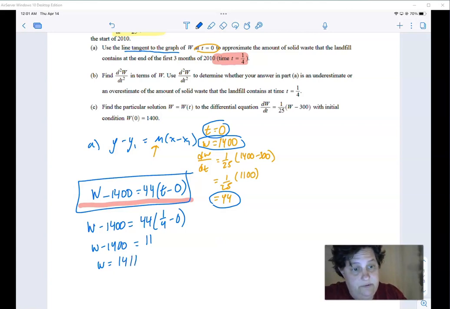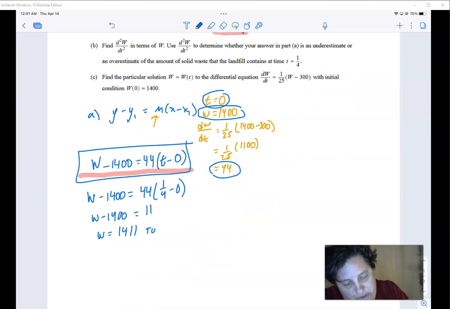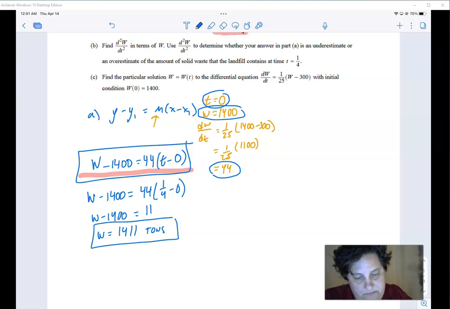We always want to use labels, units. We always want to label with units in our FRQs, right? So waste is measured in tons. Tons. There we go. Okay?